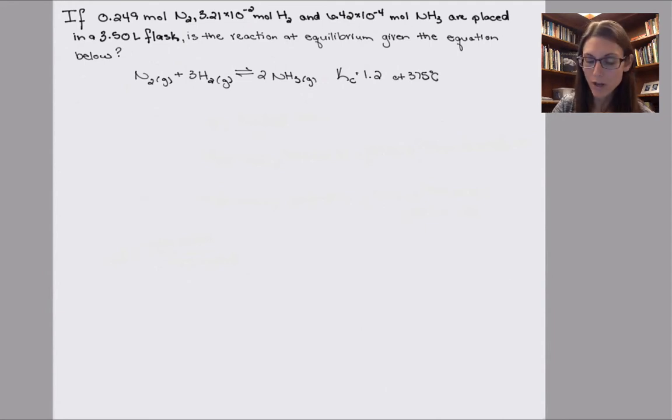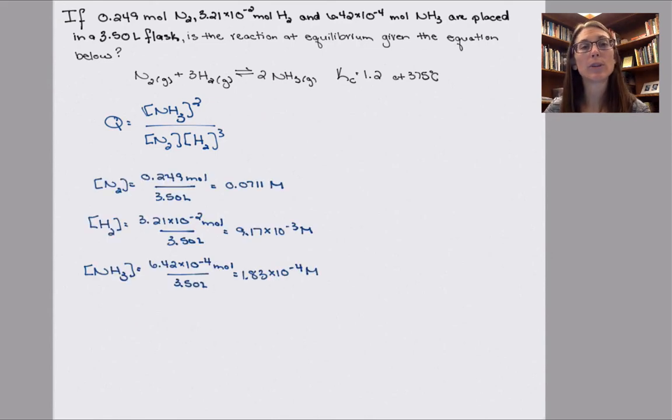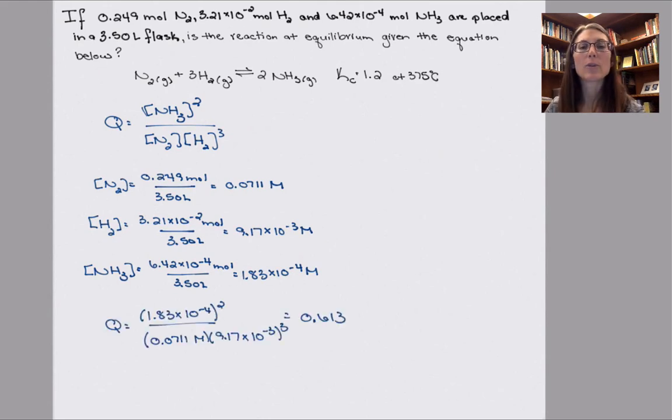So if you remember, Q is going to be the concentration of NH3 squared, and I know I'm using concentration, not pressures, because I'm given moles and liters, and I'm also given a Kc value, over the concentration of N2 and the concentration of hydrogen cubed. In order to calculate a value for Q, I have to have molarity, and so we're going to need to turn the moles of nitrogen, hydrogen, and ammonia into molarity. Once I have all of those molarities, I'm just going to plug them into the Q expression to get a number for Q. And I get 0.613.